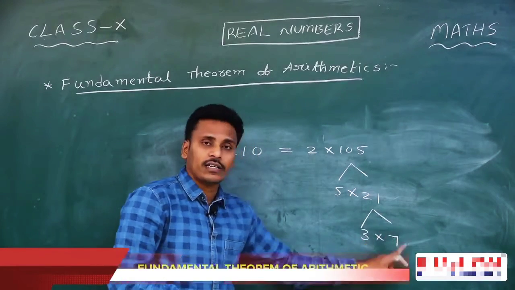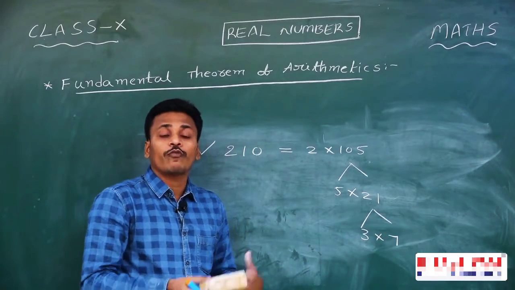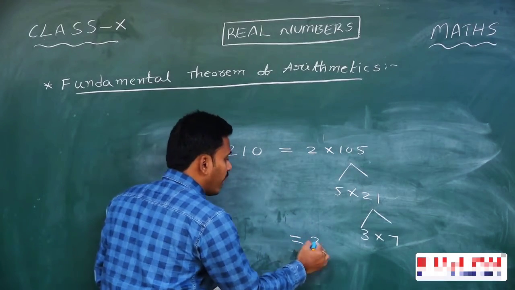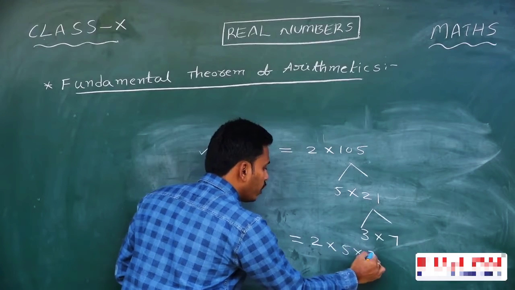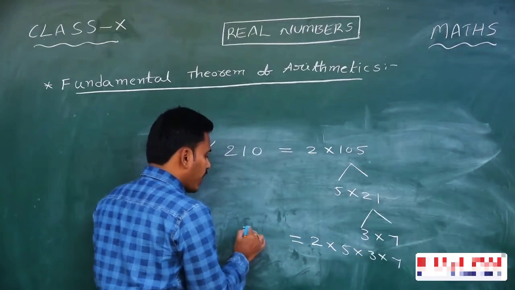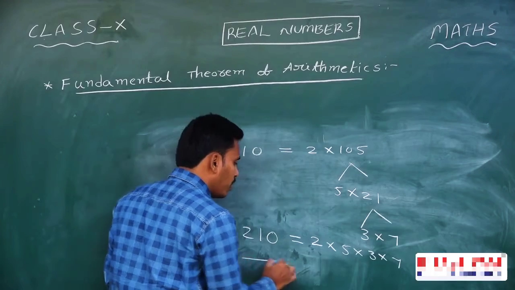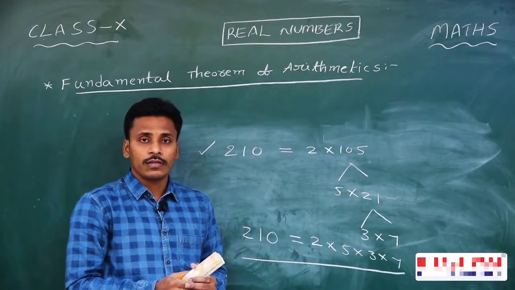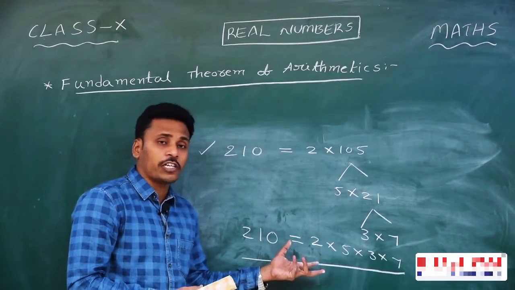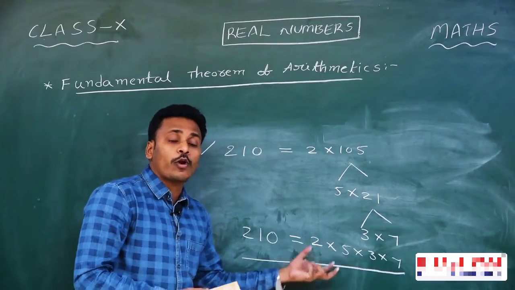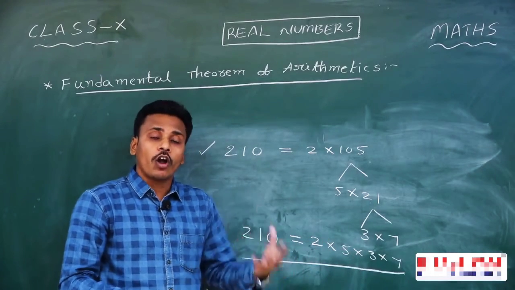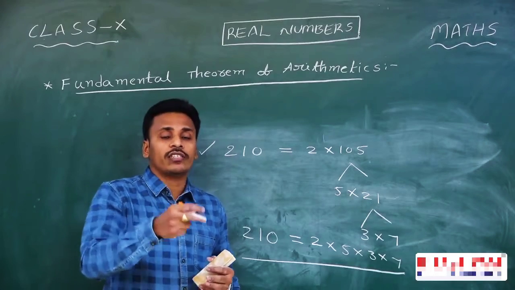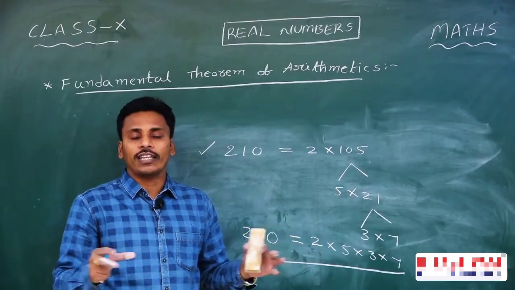Now look at the factors. These are all primes, so further split up is not possible. So at the end, you can write this 210 as 2 into 5 into 3 into 7. That is, 210 is a composite number and we expressed it as a product of primes. This way of splitting as a product of primes is possible for all composite numbers. And this idea leads to the statement of the fundamental theorem of arithmetic.